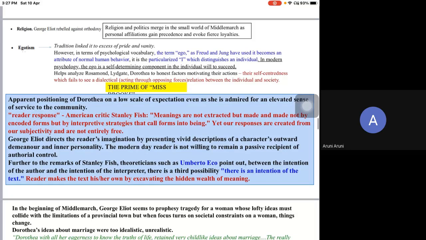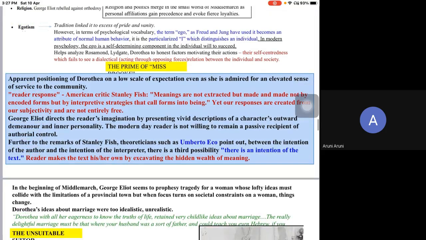Now, George Eliot directs the reader's imagination by presenting vivid descriptions of a character's outward demeanor and inner personality. The modern day reader is not willing to remain a passive recipient of authorial control. So George Eliot as a writer is directing the reader's imagination by presenting to us descriptions of the outward behavior and inner personality of a character. Yet the modern reader does not want to be a passive recipient of what the author asks them to think. They want to come to their own conclusions.